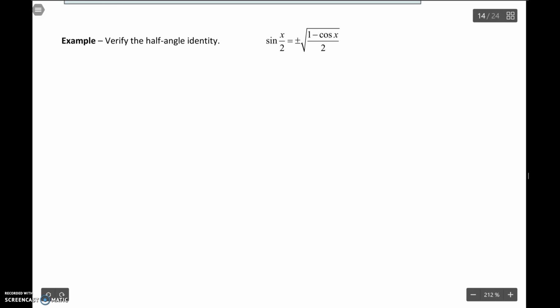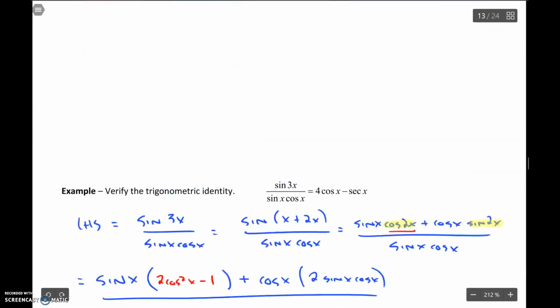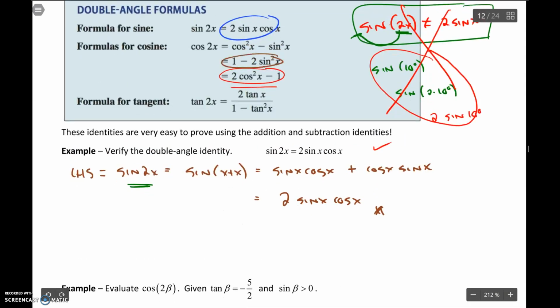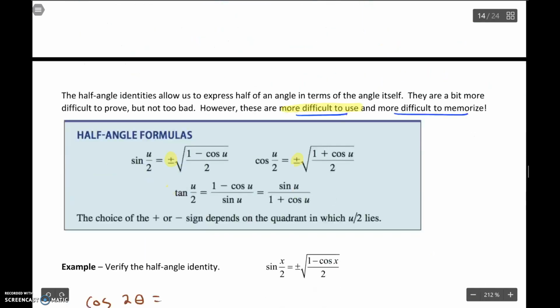I'm just going to start with the double angle formula for the cosine. The cosine of 2 theta is equal to, and I'm going to use the one that's got the sine squared in it only. I'm going to use this one, 1 minus 2 sine squared x.